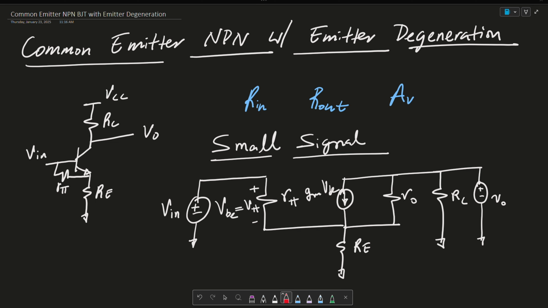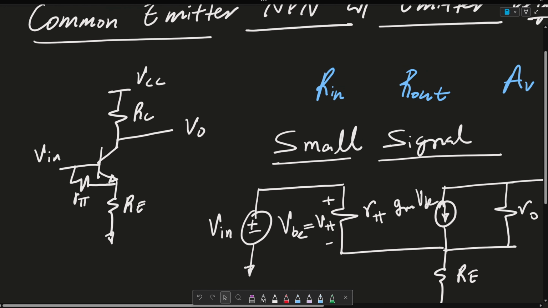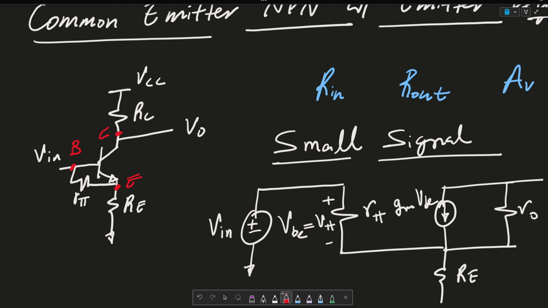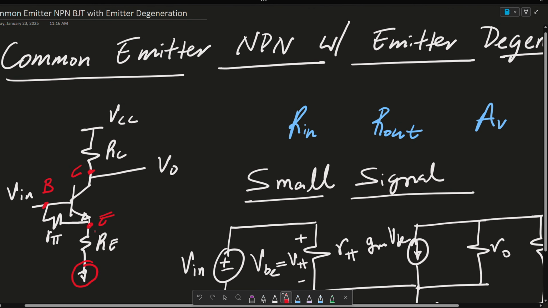Today I'm going to be talking to you about the common emitter NPN BJT with emitter degeneration. Essentially, we're going to label some things here, starting with our transistor. We're going to label this node here as C, this here as B for base, and this here as E for emitter. It's called a common emitter because the emitter is connected to ground, so it's common, and we have a degeneration resistance right here, so that's where it gets its name from.